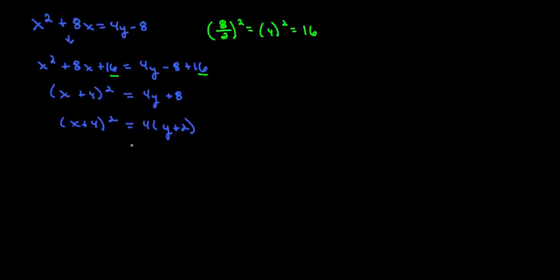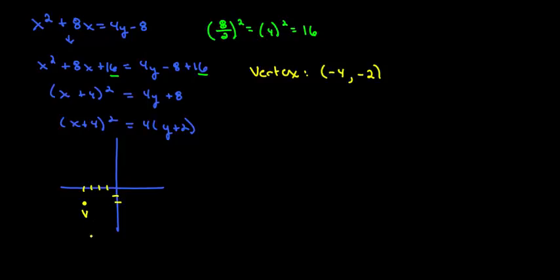So what this tells me is the following. If I graph this guy out, my vertex is going to have an ordered pair of -4. That comes from right here, the opposite of this value. And then -2. That comes from right here, the 4 out in front. So let me actually, before I do that, let me plot this point. So this is -4, -2. So this is my vertex.